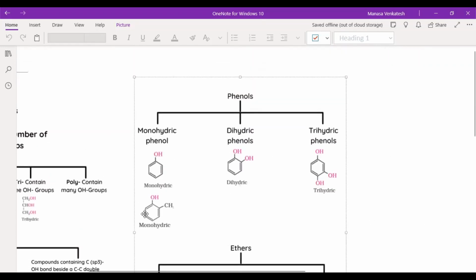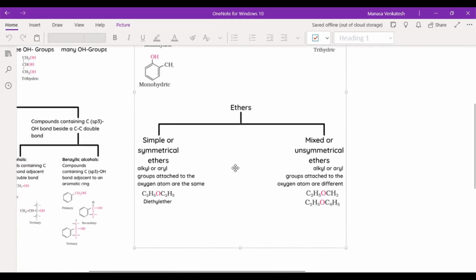Next, classification of phenols. Phenols, again based on the number of OH groups, are classified as monohydric, dihydric, and trihydric phenols. Ethers, on the other hand, are classified as simple or symmetrical ethers and mixed or unsymmetrical ethers.